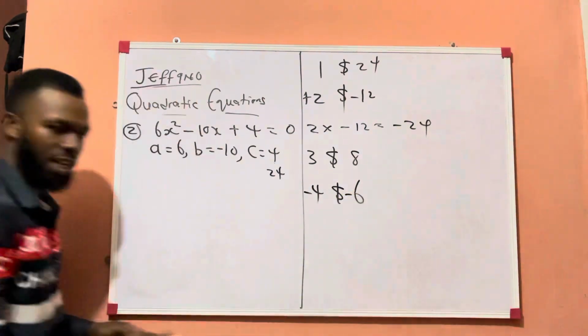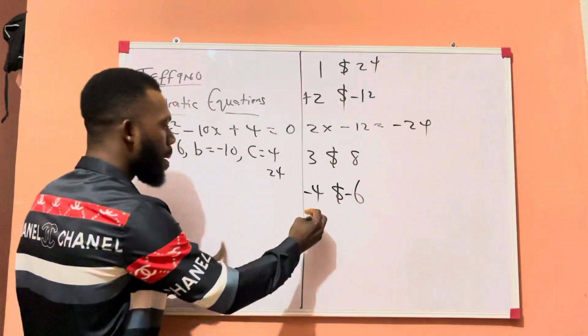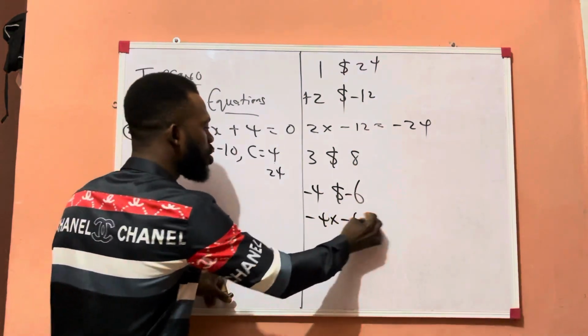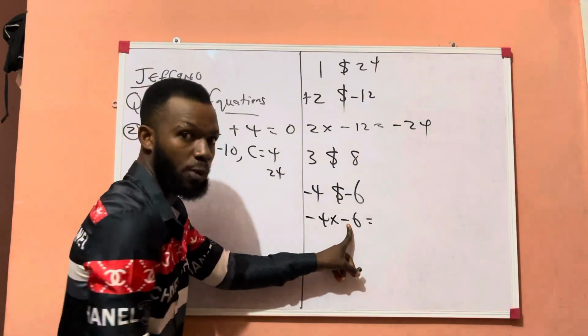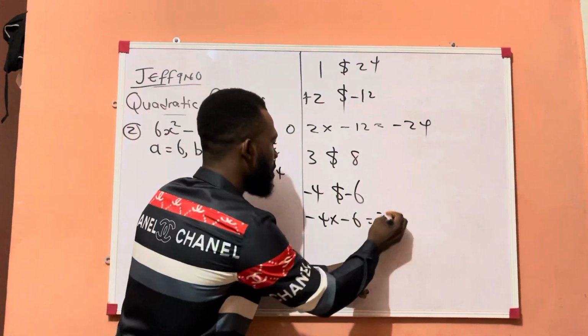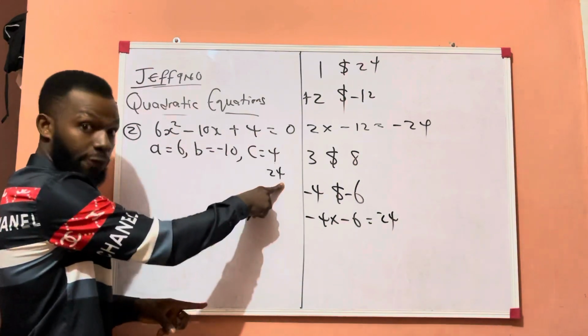Let 6 carry a negative sign. Now, let us multiply: minus 4 times minus 6. Minus times minus will give us plus. 4 times 6 will give us 24. Exactly what we are looking for, 24.